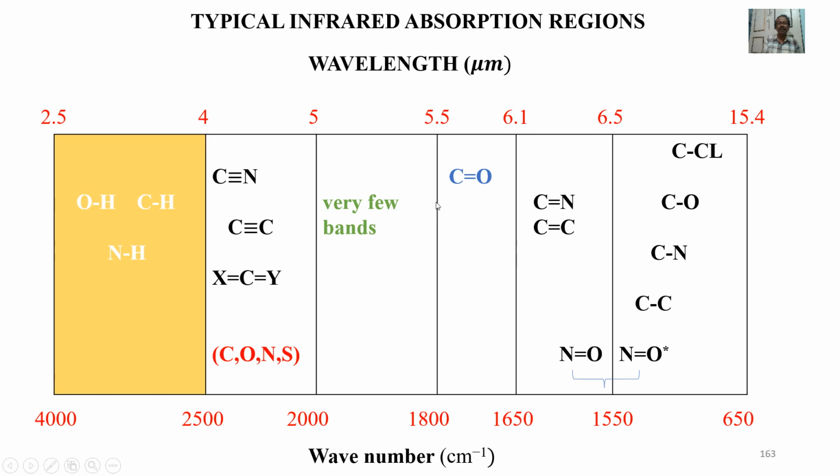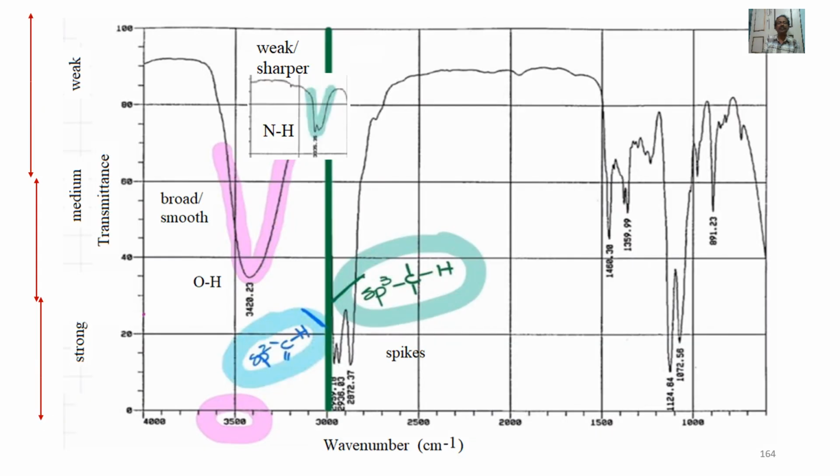So as I said earlier, at minimum 4 regions we need to learn. This is a typical infrared absorption region, minimum 4 regions. So we can learn 1, 2, 3, 4. And of course, the last one is fingerprint, which we don't know. So minimum 4 signals we should know, and also the corresponding ranges.